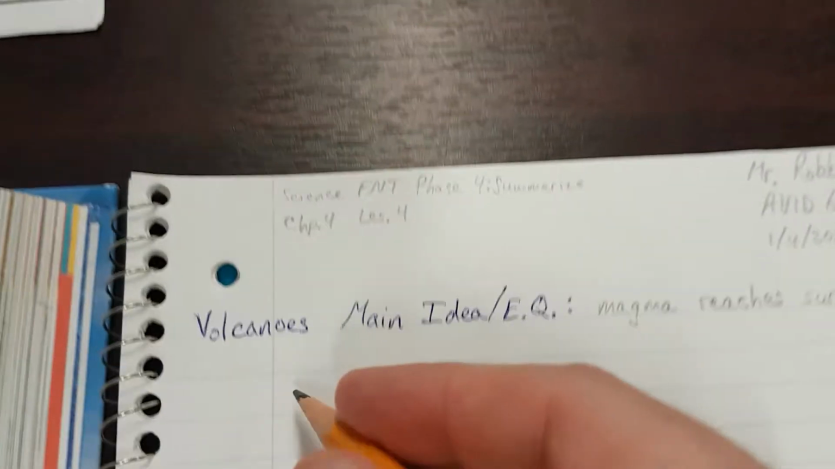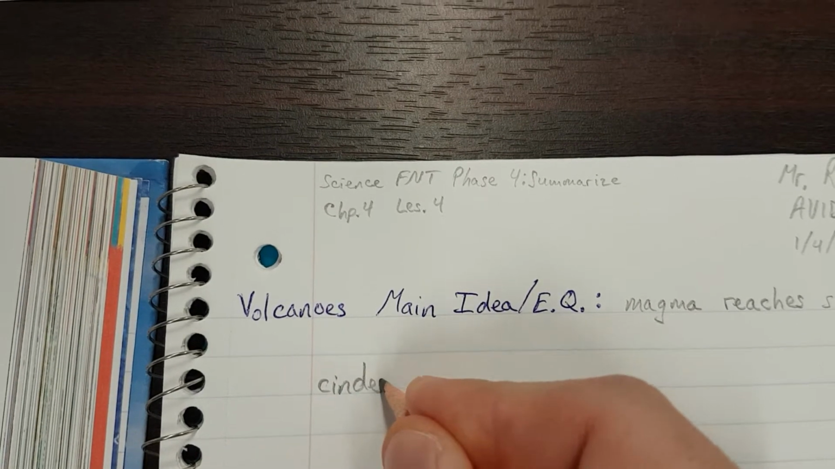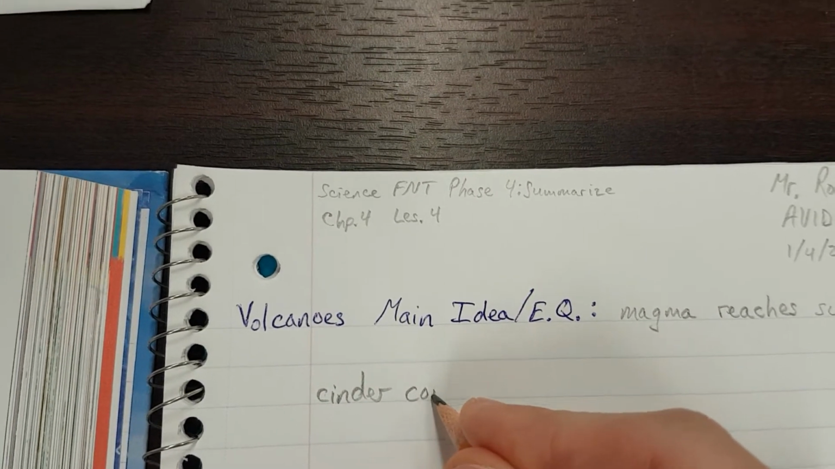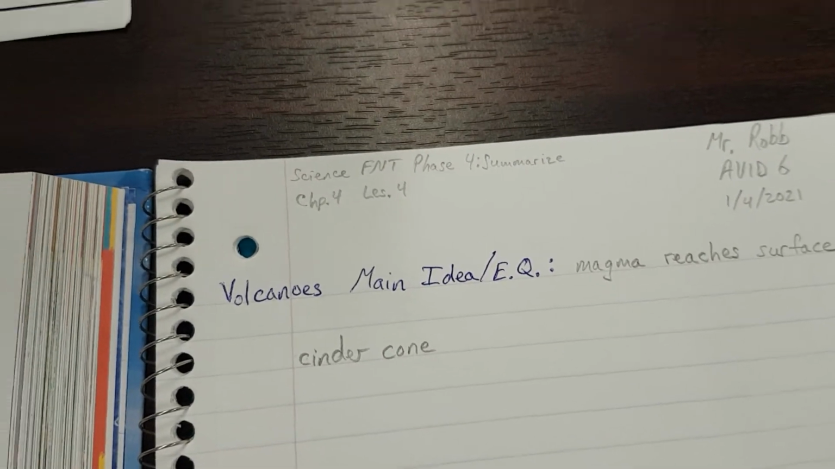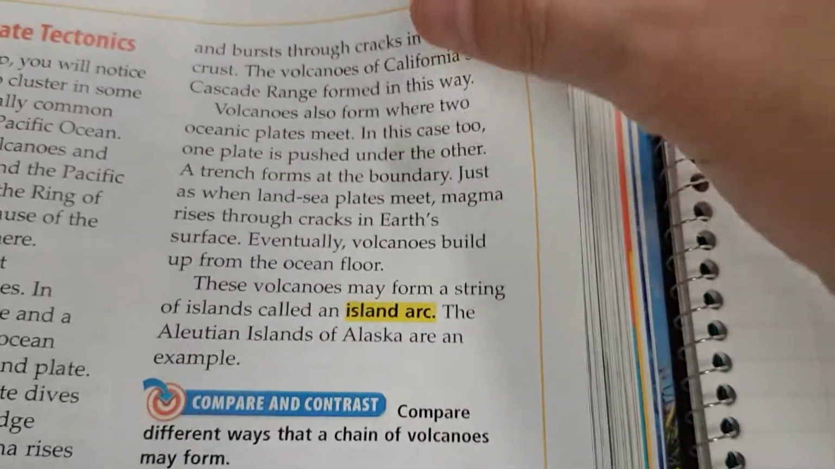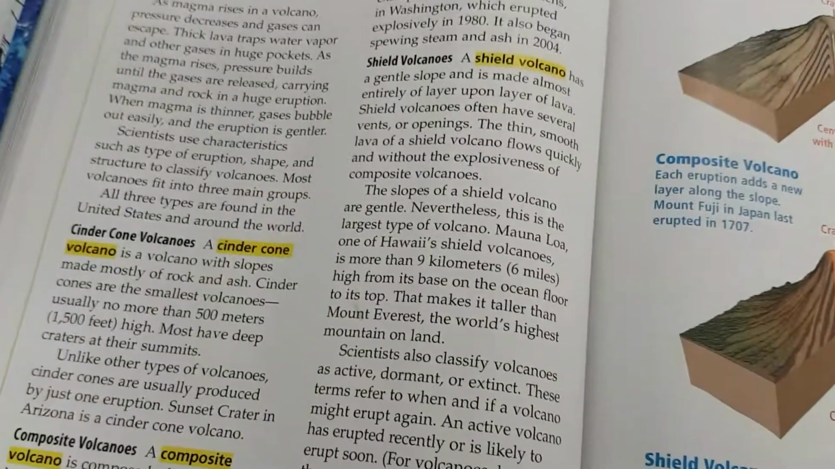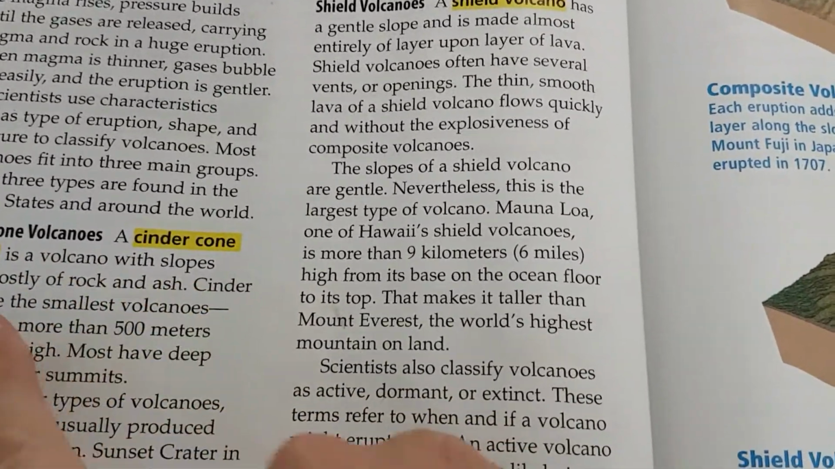All right, vocabulary terms. Cinder cone volcano. Cinder, C-I-N-D-E-R, cone, C-O-N-E. We're going to drop the word volcano because, well, the entire chapter is about volcanoes, so we don't need to say it again. Okay, where is cinder cone? Page 162. Here we go. A cinder cone volcano is a volcano with slopes made mostly of rock and ash.